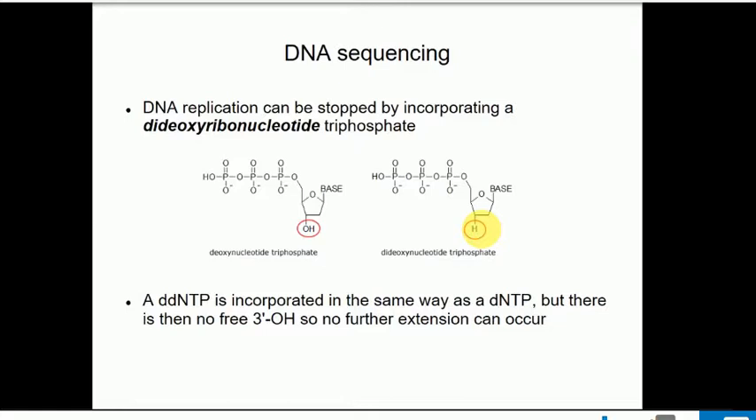But if it gets incorporated, the strand extension will stop at that point because it's got to have a free 3' hydroxide in order to be added to. So once that's gone in, no more strand synthesis can occur.